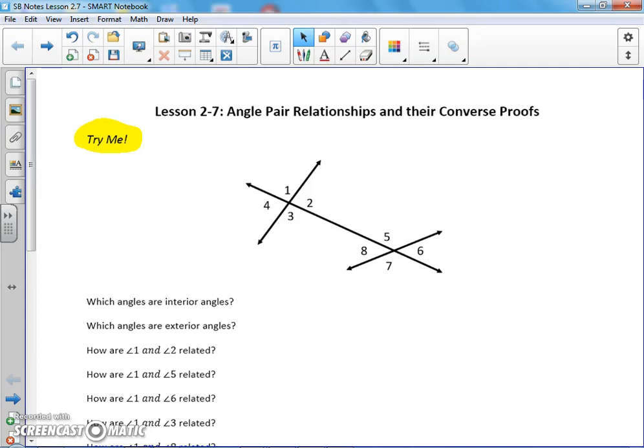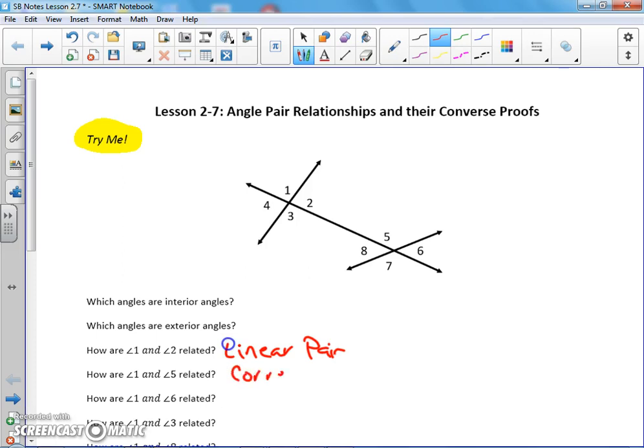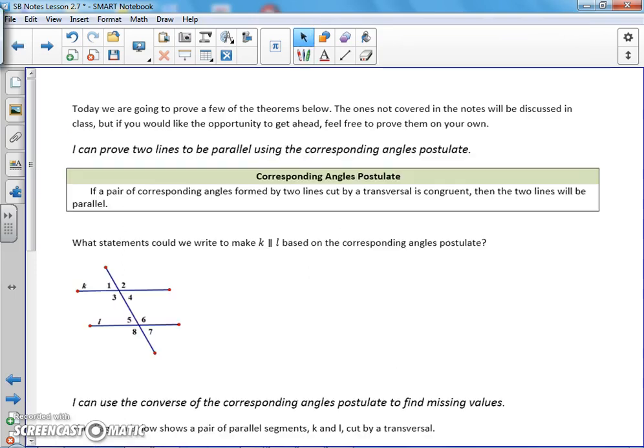For example, when we say how are angle 1 and 2 related, you're going to look at this and recognize that these two are a linear pair. When I ask you how angle 1 and 5 are related, you're going to tell me that they are corresponding angles. And finish up this page that way. We will check this in class and then resume the video.